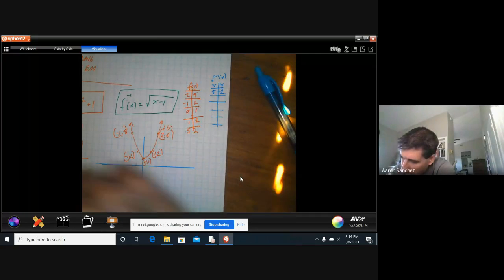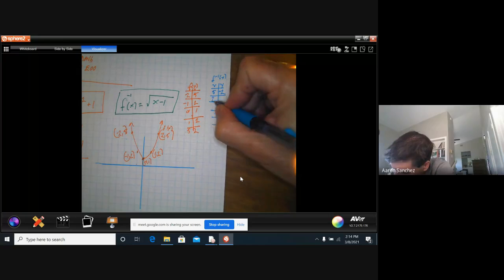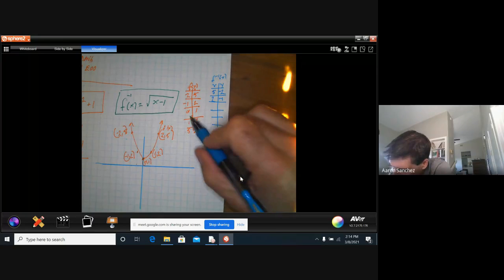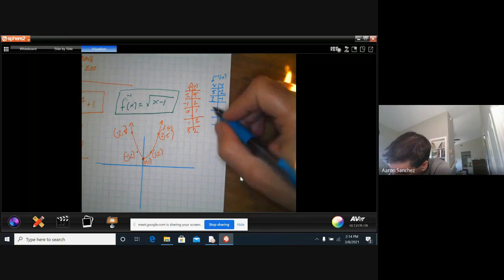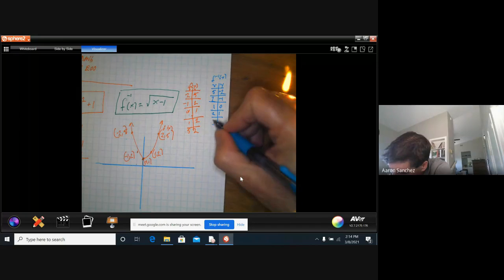I should do that in green, but anyway, I'll keep it in blue. Instead of negative 1, 2, my inverse is going to have an x of 2 and a y of negative 1. Instead of x of 0 and y of 1, I'm going to have an x of 1 and a y of 0. Instead of 1, 2, I'm going to have 2, 1. Instead of 2, 5, I'm going to have 5, 2.